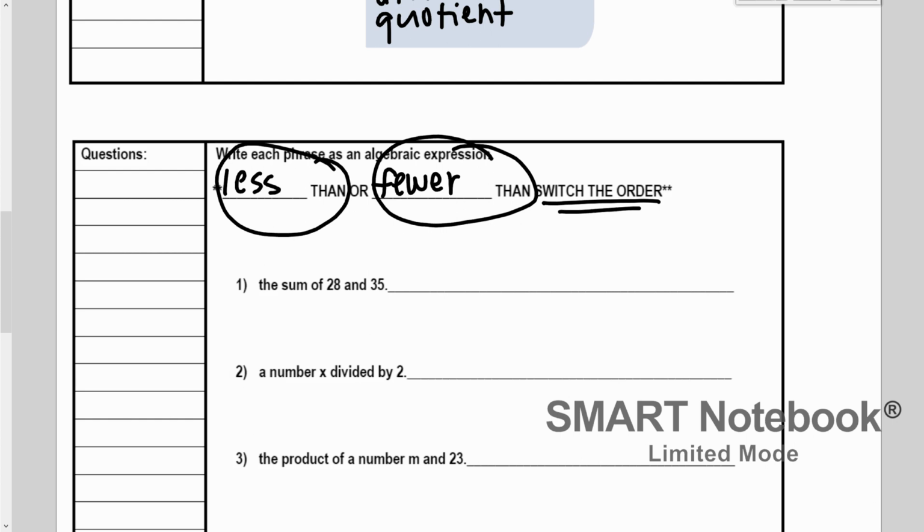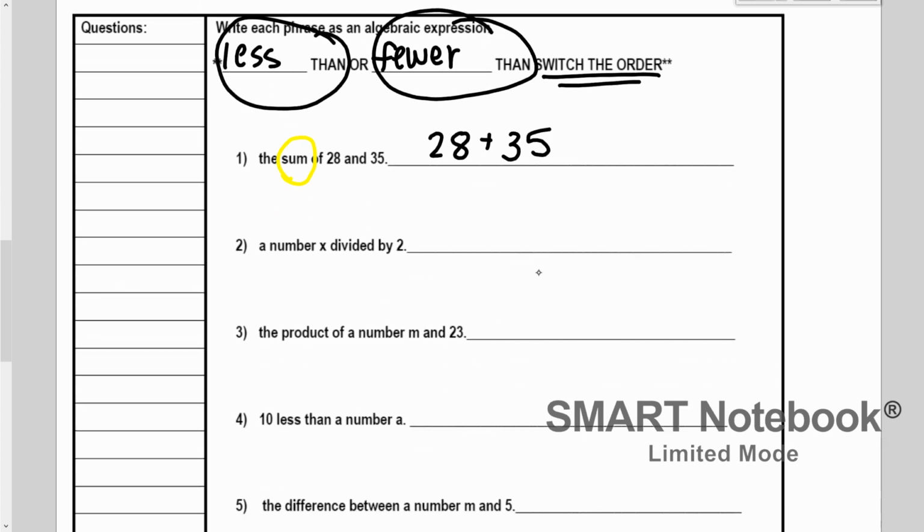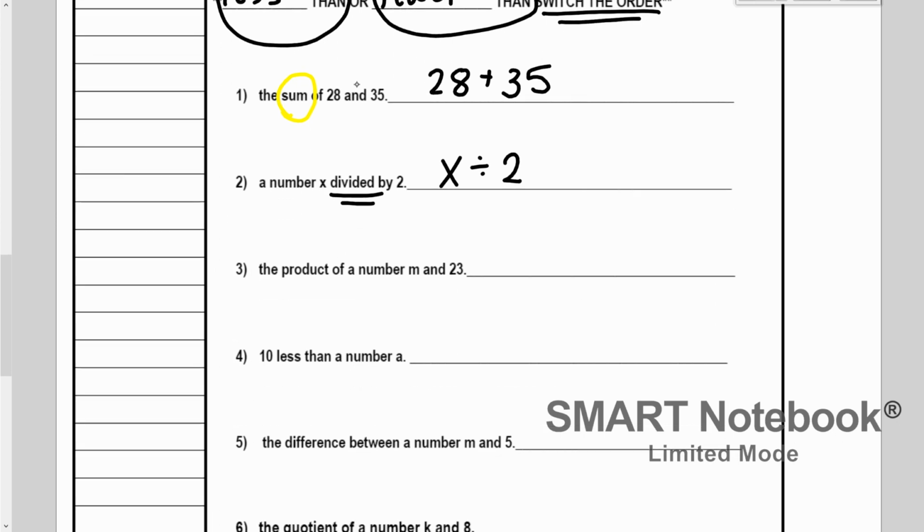Okay. Number 1, the sum, our keyword, of 28 and 35. Now we're not looking for an answer, we're just writing this as an expression. So sum means the answer to addition. So we've got 28 plus 35. And again, we're not answering it, we're just writing it. A number x divided by 2. So divided is our keyword, and it's x being divided by 2. We just go left to right unless we see one of these keywords.